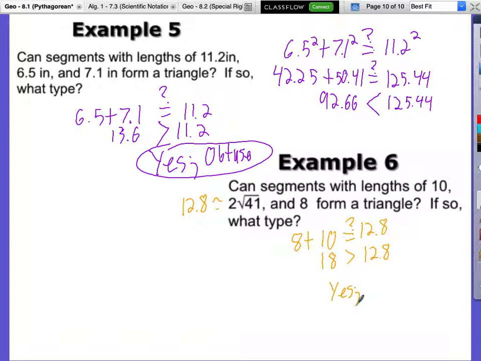Listen up right now. So when we go to check this, we'll take 8 squared, the small, plus 10 squared, and say, is it equal to the actual side length, not the approximate, 2 times the square root of 41 squared. Making sure we square the whole thing here.